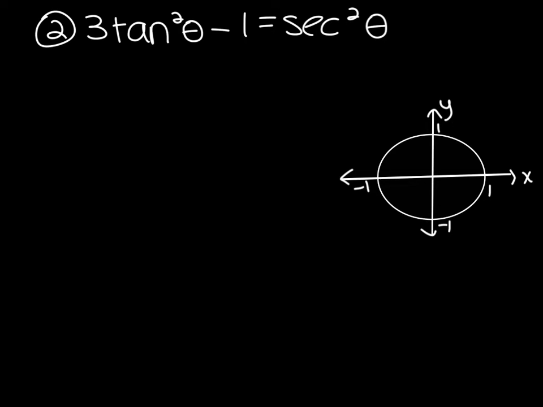In this next example, we're going to have to use a trig identity. Hopefully you're familiar by now with the fact that the secant of theta squared is the same thing as saying 1 plus the tangent of theta squared.